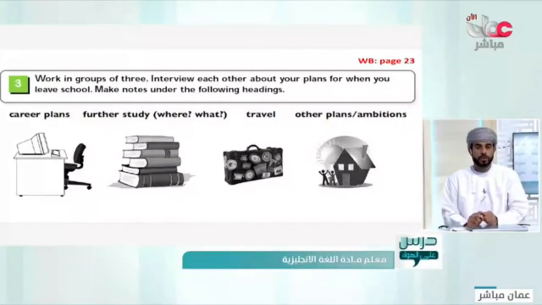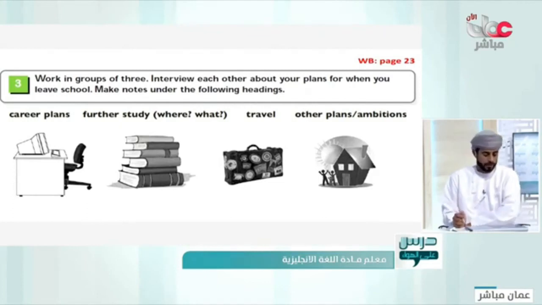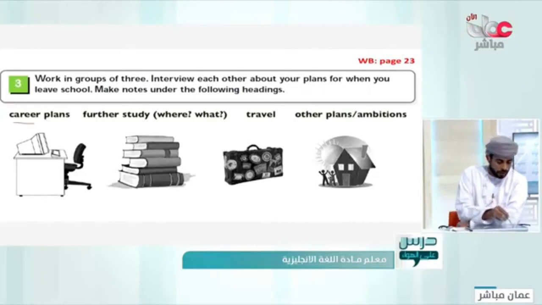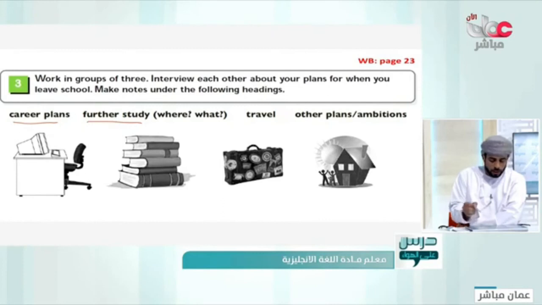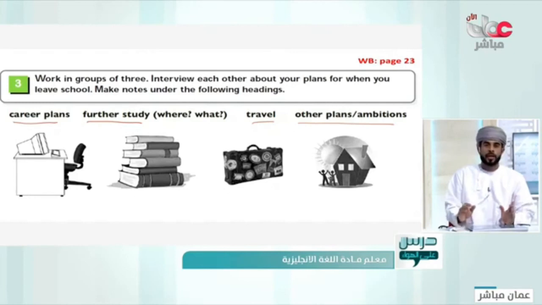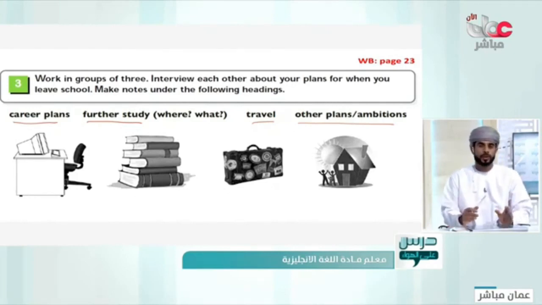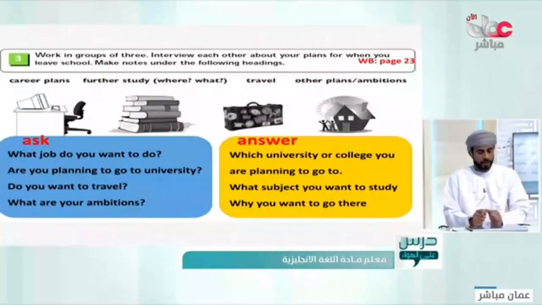In here, page 23, you are supposed to work in groups. Interview each other about future plans when you leave school. Make notes under the following headings. You have some headings in here like career plans, further study, where and what, travel, other plans. What are you planning to do? So you have to divide your exercise book and start asking your friend about certain things. How to interview? What are the things that you're supposed to ask? And if you've been interviewed, what are the things that you're supposed to answer with? Look in here.